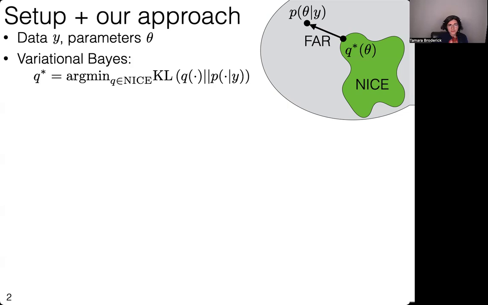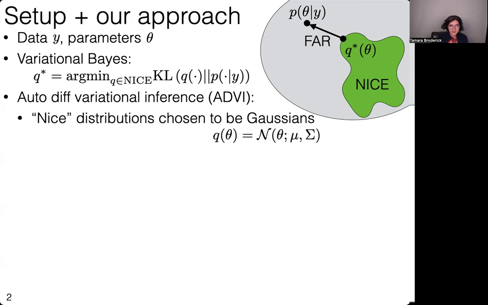And the reason I've been using the word far instead of just saying distance and closeness is because the Kullback-Leibler divergence is not symmetric. And so it's not technically a distance, it's a divergence. Now, ADVI, automatic differentiation variational inference, takes this a little step further and says, hey, let's make this a well-defined optimization problem by choosing the nice distributions.